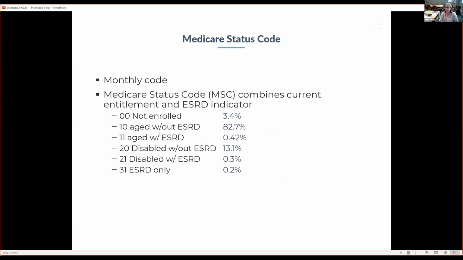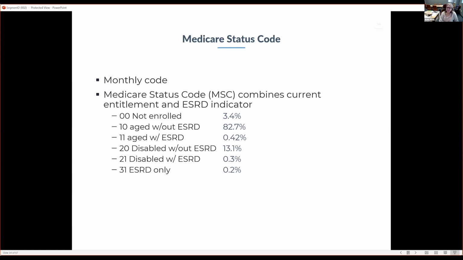This is the field you use if you want to find out on a monthly basis whether somebody is in Medicare. So if somebody ages into Medicare in May, let's say, then in January, February, March, and April, their Medicare status code would be 00, not enrolled. If somebody died in November, in December, their Medicare status code would be 00, not enrolled.